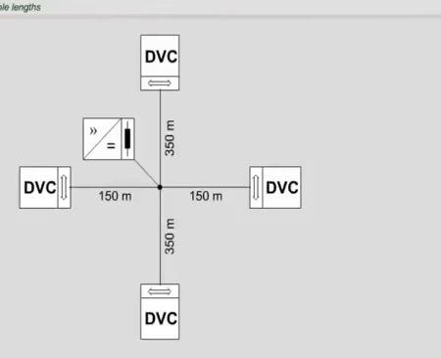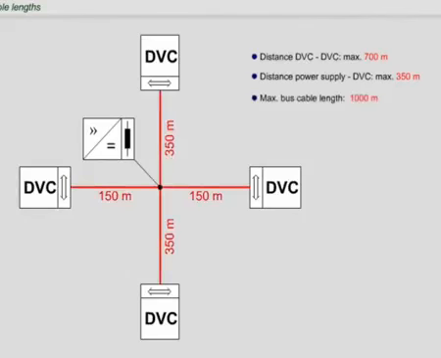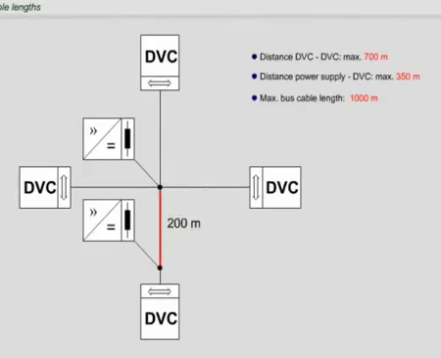When configuring an EIB KNX system, it is particularly important to take into account the bus-specific limits for cable lengths and the guidelines in terms of topology. The maximum permissible cable length between power supply and bus device is 350 meters. The total bus cable length is 1000 meters. At most, one additional power supply unit may be connected to the bus.